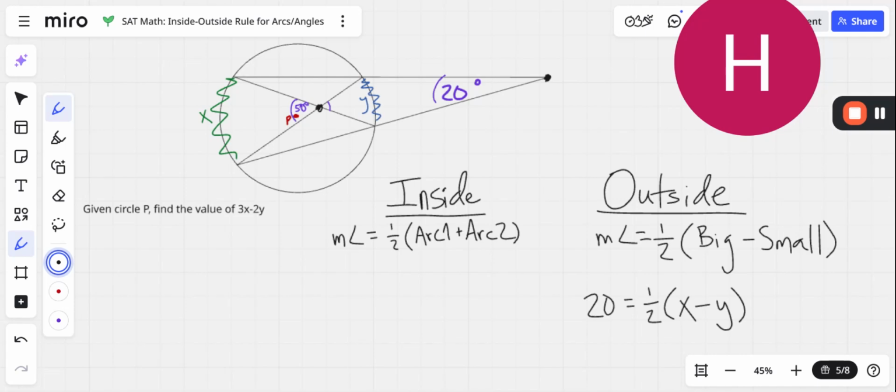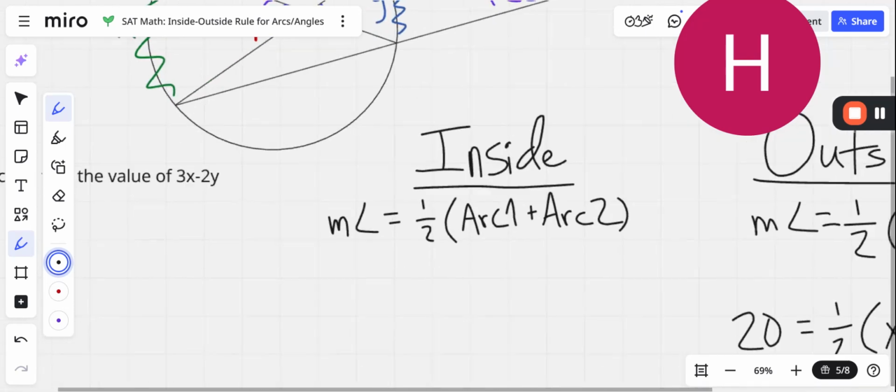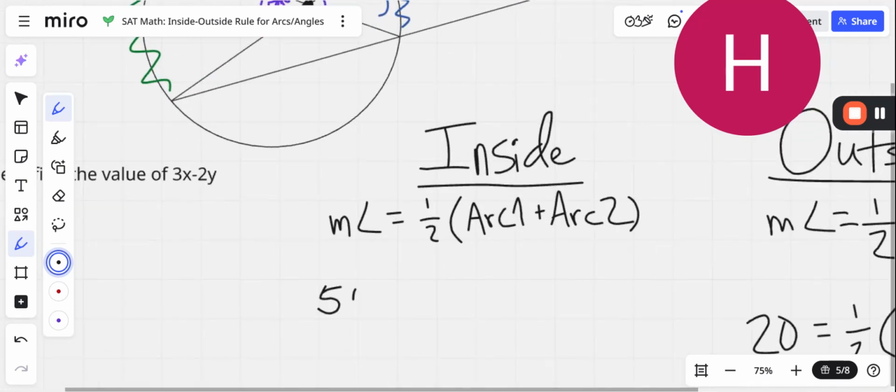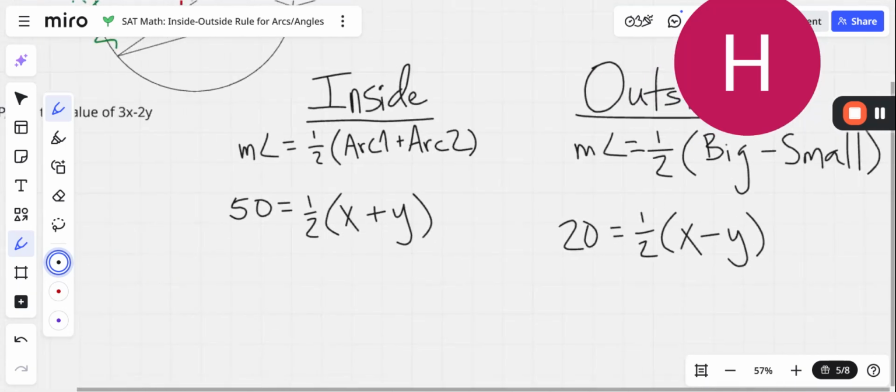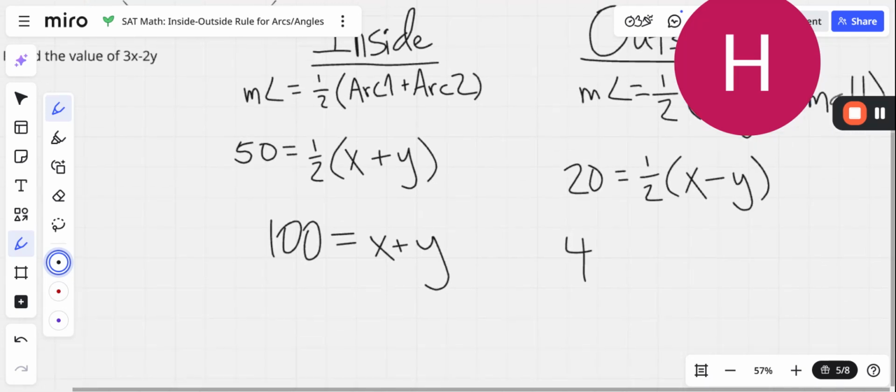Okay, for the inside rule, let's plug in our values. We know that the measure of the angle is 50 degrees, and that's going to be equal to 1/2 arc plus arc, so x plus y. Here we have two equations with the same two missing variables. So pretty straightforward to solve this. That means that 100 is equal to x plus y. But on the other hand, 40 is equal to x minus y.